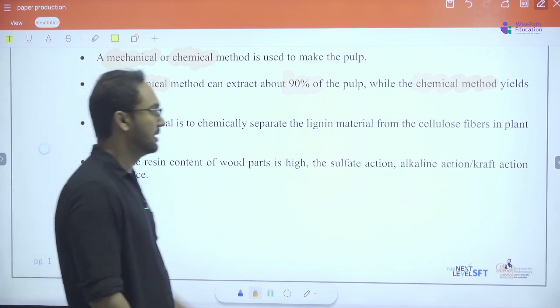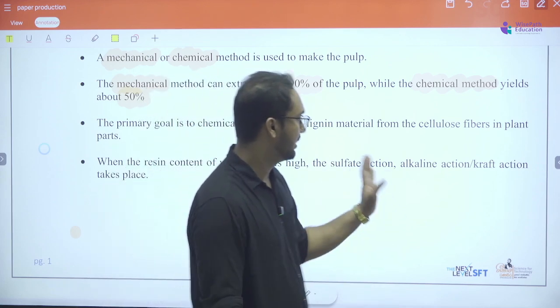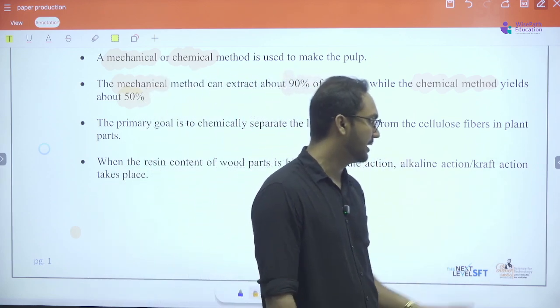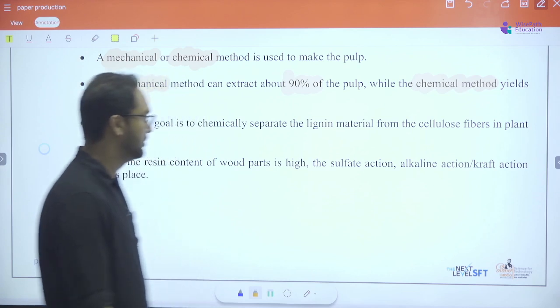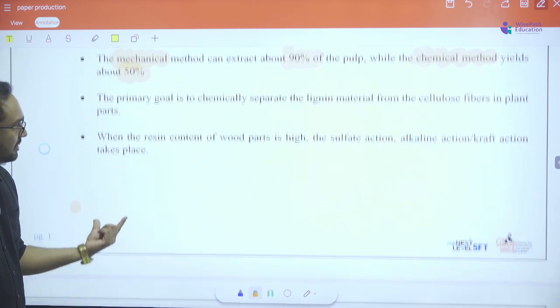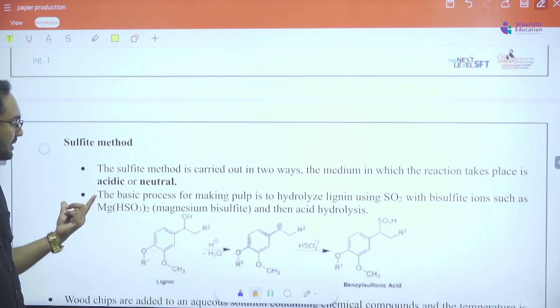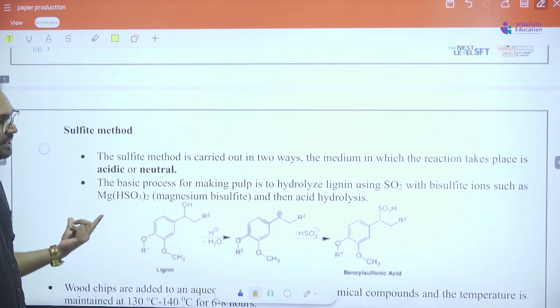You either use the sulfite method, or the alkaline method, also called the Kraft method. We will be using those methods to remove the lignin, and we will be discussing those parts. So this is the sulfite method, as we discussed, the first method. The sulfite method is carried out in two ways.